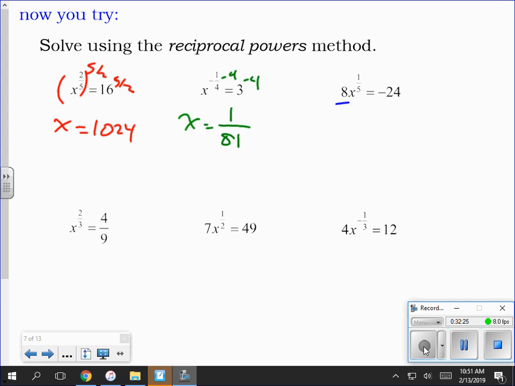Next one, I have to divide both sides by 8 first. So I get x to the 1/5 is equal to negative 4. Then I raise both of those to the 5th power. X equals negative 1,024. 4 to the 5th is 1,024, but it's negative and it's an odd power, so your answer will be negative. If it was an even power, you would have a positive answer.